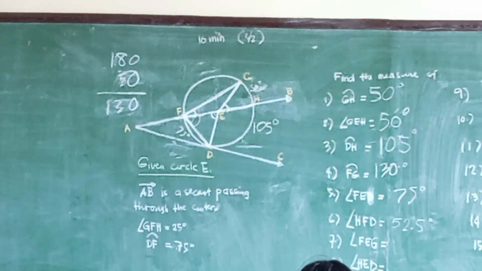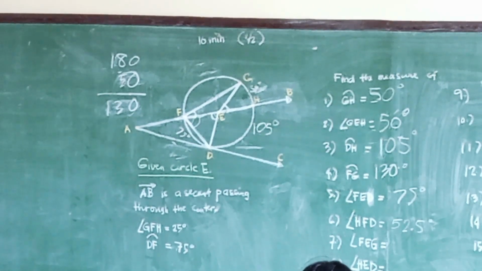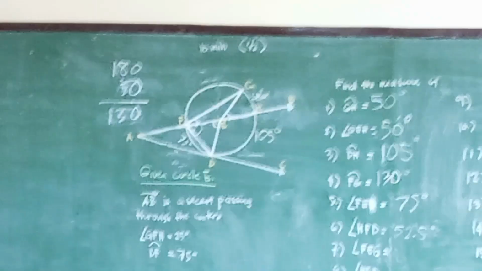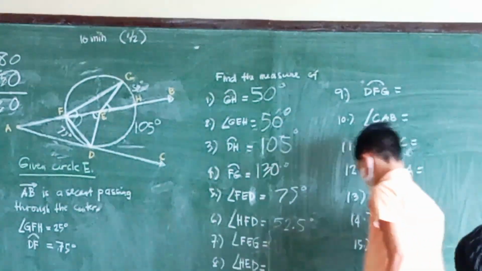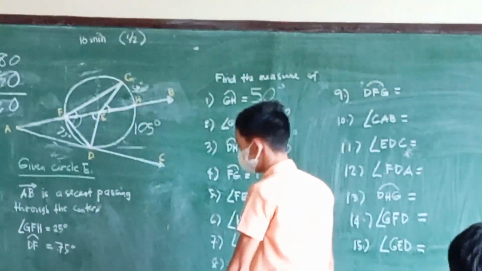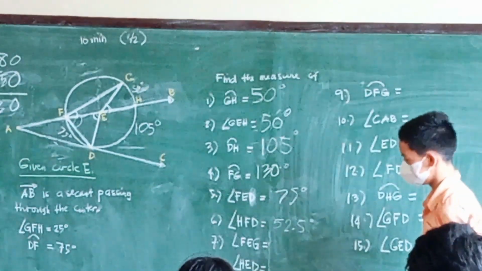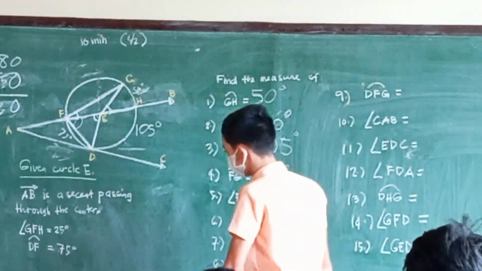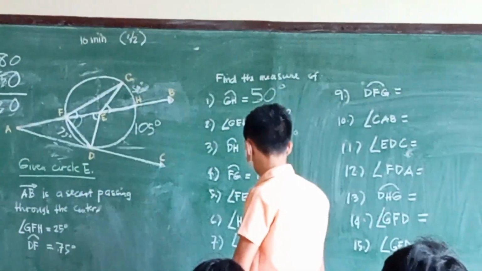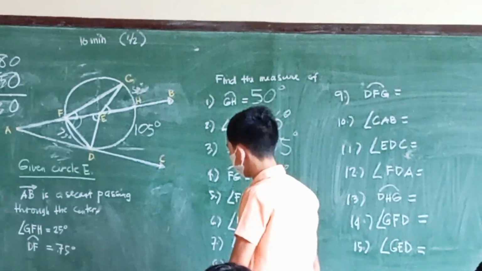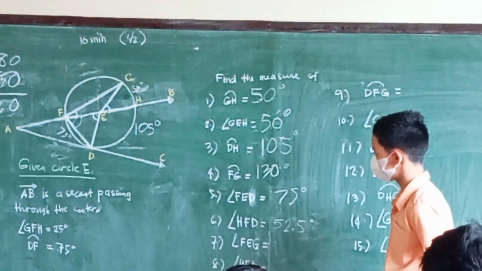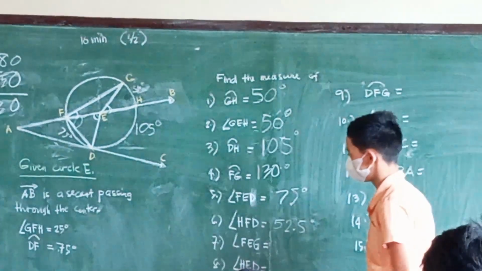What is your answer for number 7? David Lance. Number 7 is, what is the measure of angle FAG. Try to locate that angle FAG and what is the measure of that angle.